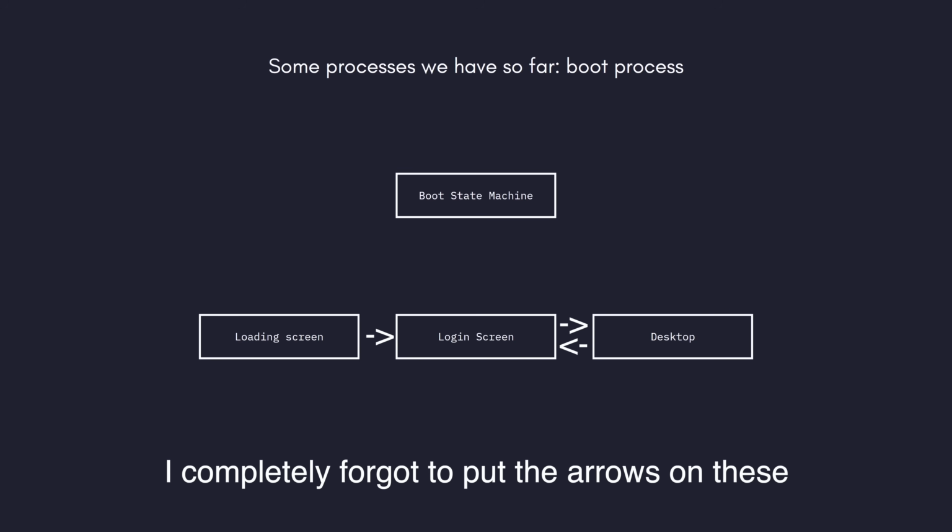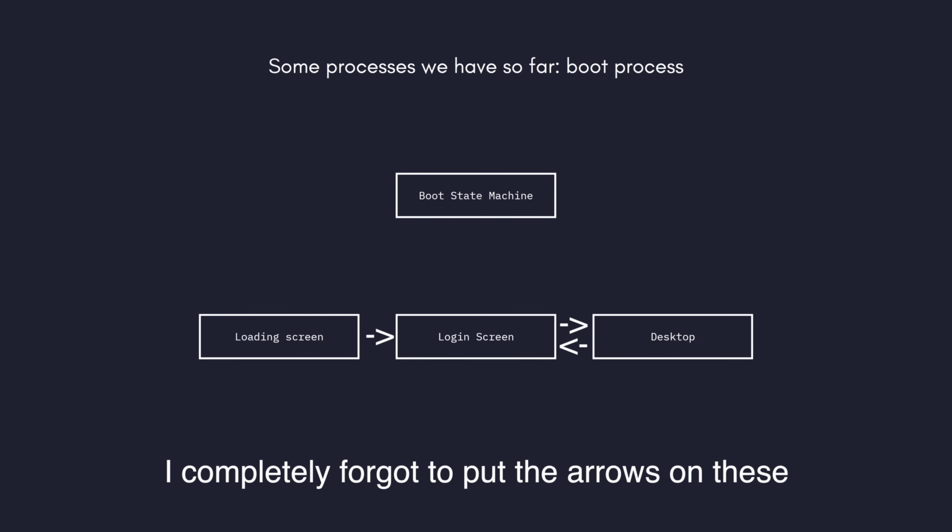Then we have another process, a state machine that controls the boot status. It essentially alternates between the loading screen, the login screen, and the desktop. It allows you to log out of the desktop back into the login screen, and it moves from the loading screen to the login, and when you get the right password, to the desktop.